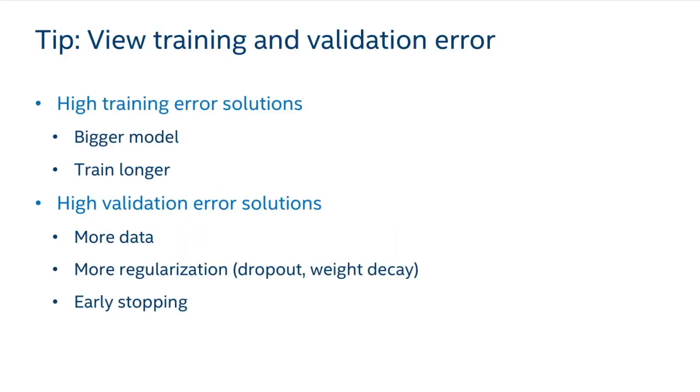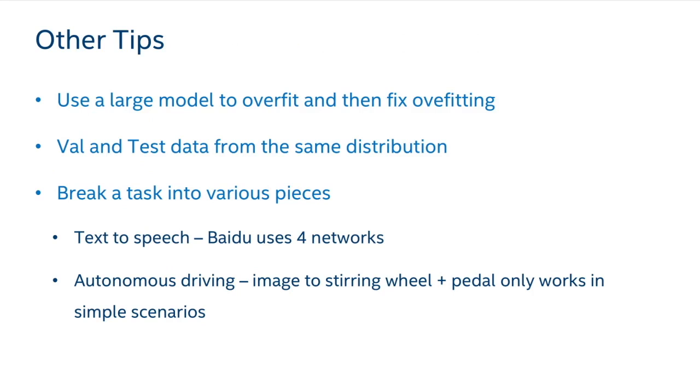In order to reduce high training error and high validation error, you may use these techniques. For high training error, bigger models and longer training will help. For high validation error, more data, more regularization such as dropout and weight decay, and early stopping are effective techniques. Finally, it is generally best to use a large model to overfit the data, and then fix the overfitting afterwards.